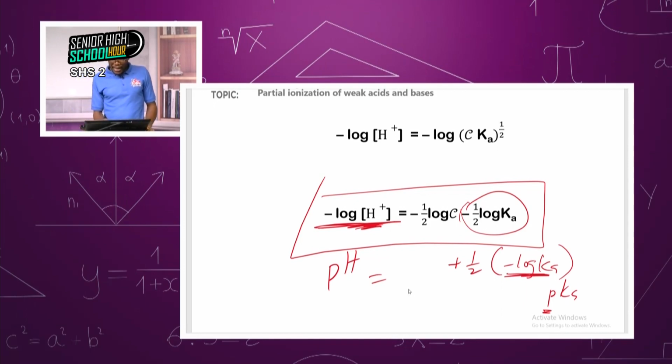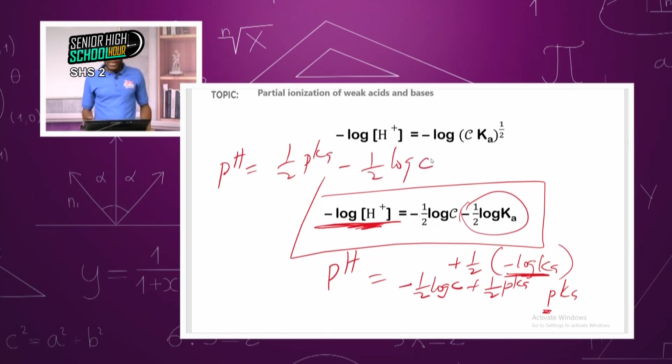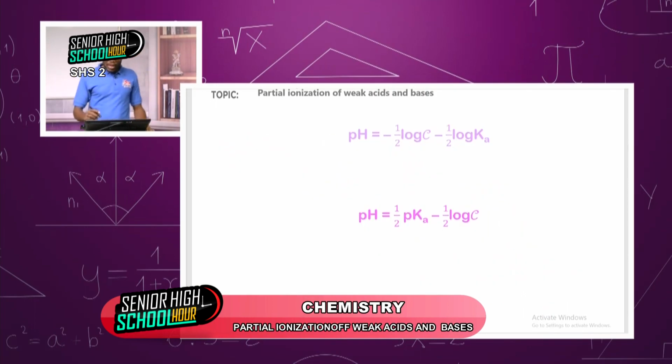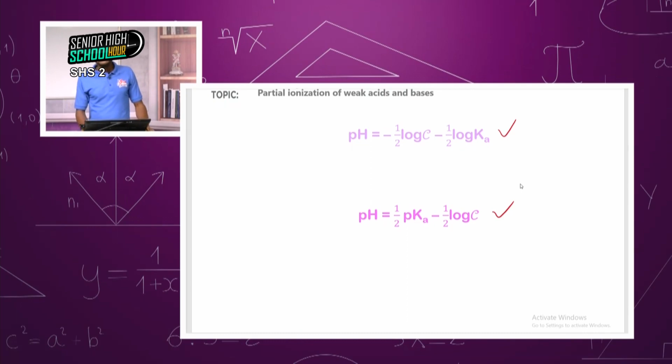So in effect, I can have negative half log initial concentration plus half potential of the acid dissociation constant for the weak acid. So rearranging, I can have my pH equal to half pKa minus half log of the initial concentration of the acid. So keep that as well, and that we have there. In calculations, you can decide to use that or use this, depending on the question that you have been given.